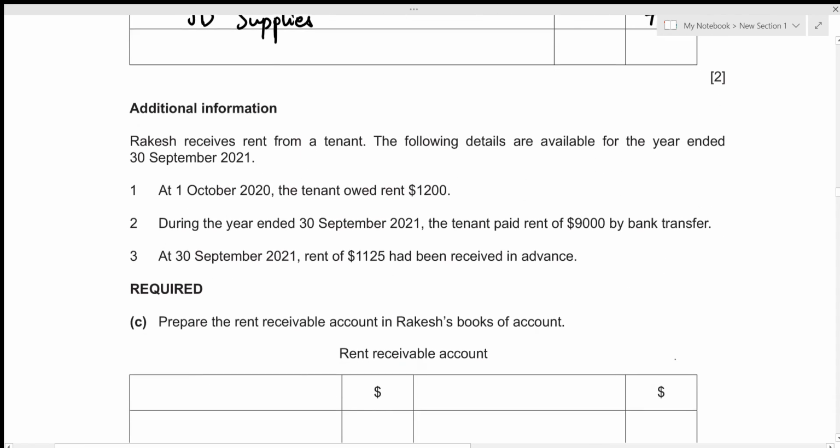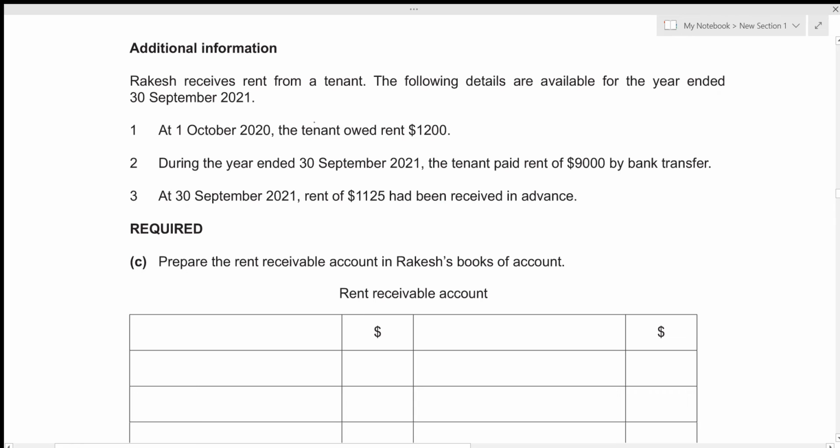Now we can move to the third one. We are again given additional information. Okay, let's have a look at the question first. We need to prepare the rent receivable account in Rakesh's books of account. And the following details are available for the year ended 30 September 2021. Okay, the first one is that at 1st October 2020, the tenant owed rent 1200.